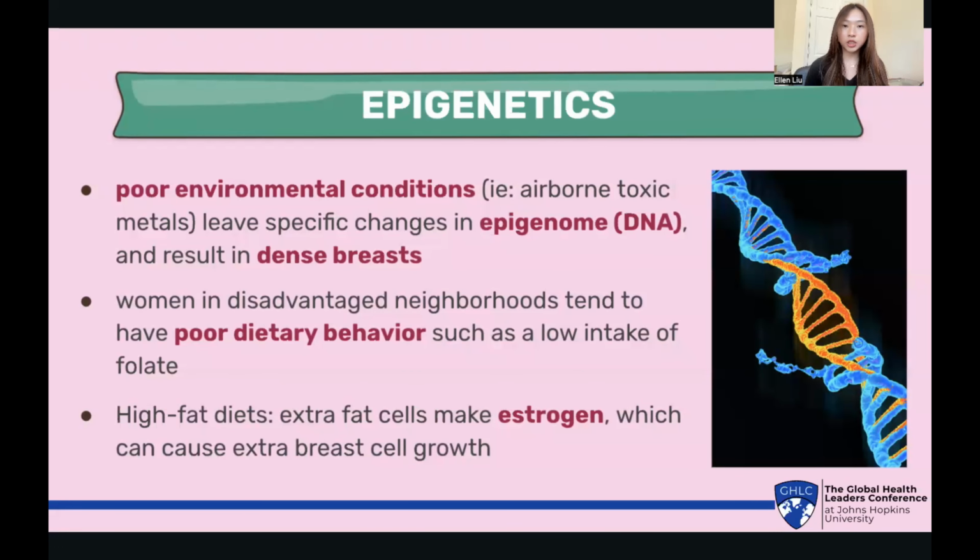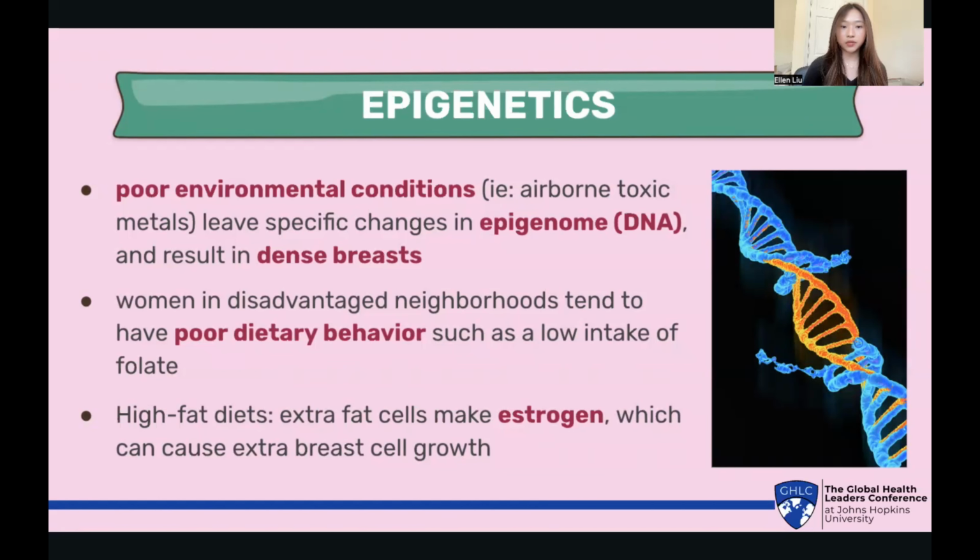But beyond access to treatment, epigenetics also plays a role. Epigenetics is basically when your environment can result in changes in your DNA. And individuals of lower socioeconomic status are often exposed to poor environmental conditions, like airborne toxic metals and toxic fumes, which can lead to specific changes in their epigenome and result in dense breasts.